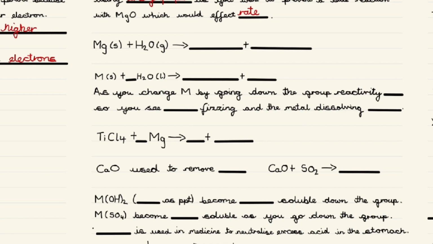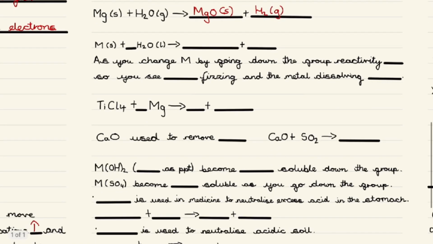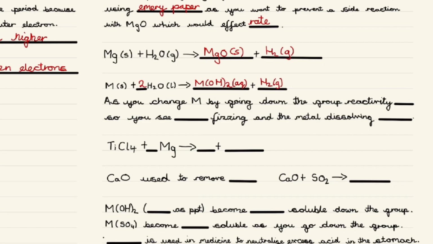Alright, so the reaction between magnesium and steam produces magnesium oxide and hydrogen gas. And then the general reaction between a metal from group 2 and water is... So as you change M by going down the group, the reactivity increases. So you see more fizzing and the metal dissolving faster.